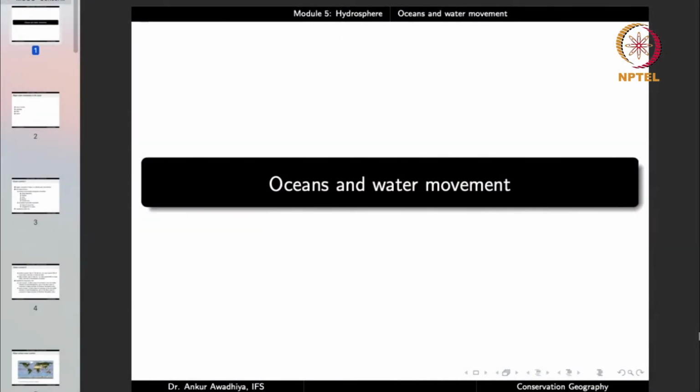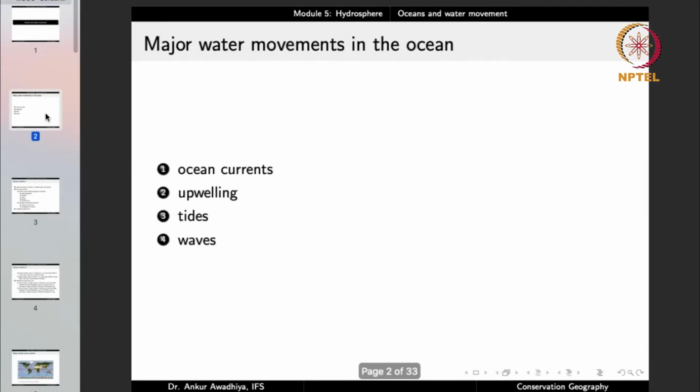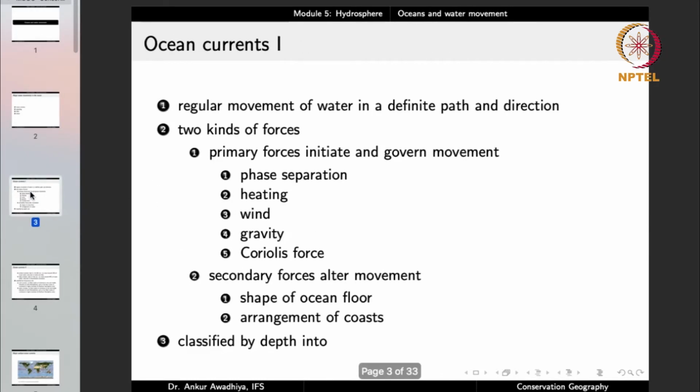Namaste. We move forward with our discussion on the hydrosphere, and in this lecture, we shall explore oceans and water movement. Now, oceans form the largest portion of the hydrosphere, and so the major water movements in the ocean become very important. The major water movements that happen in the ocean are the ocean currents, upwelling, tides, and waves. And we shall have a look at all these four types of movements in this lecture. So let us begin with the ocean currents.